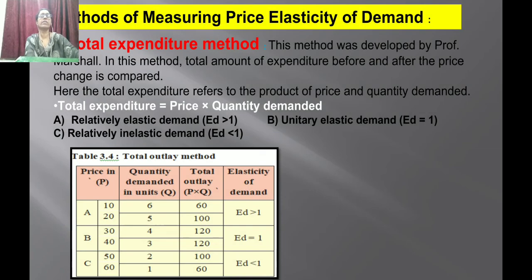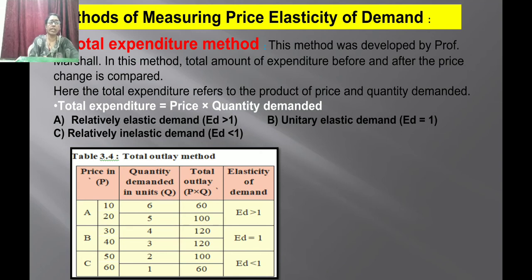The next method we are studying, total expenditure method. Now this method was developed by Professor Marshall. In this method, total amount of expenditure before and after the price change is compared. अब हम लोग कितना पैसा खर्च किया है, कब, प्राइस चेंज होने के पहले और प्राइस चेंज होने के बाद. जब इसको दोनों को कंपेयर करेंगे, हमको एक कैलकुलेशन मिलेगी.